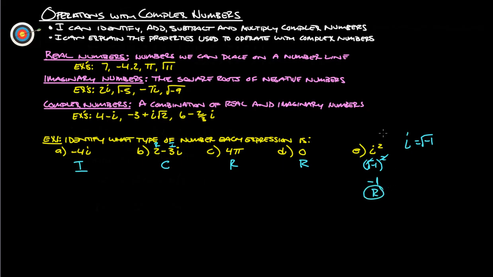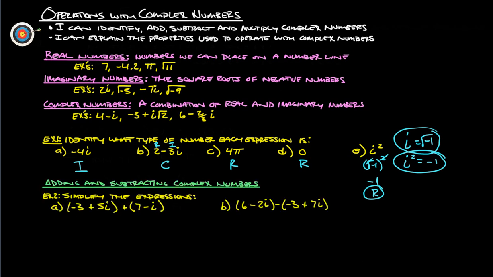So we know that i is the square root of negative 1. We also know now that i squared equals negative 1. And that's another big thing that you're going to use with imaginary numbers. Anytime you get an i and it's squared, it's simply negative 1. Okay? Now what we're going to do is simplify the expression.